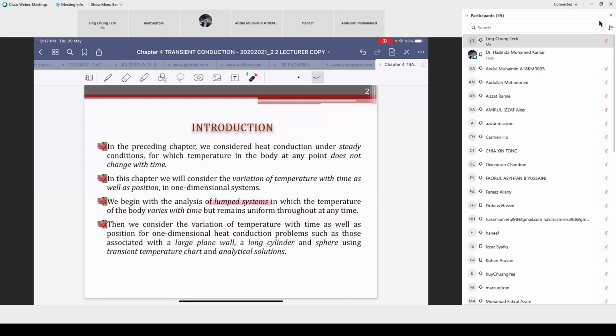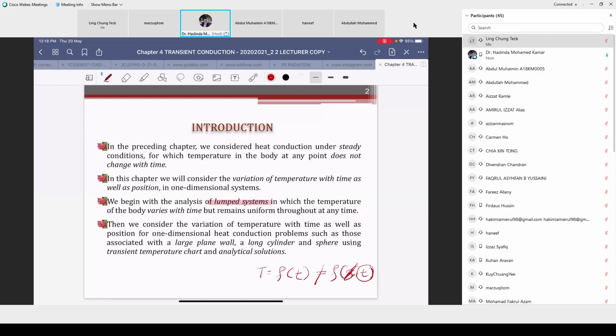Memang tak faham? Okay. If you consider lumped system analysis, only the temperature changes with time, but the temperature does not change with position. Meaning that the temperature is a function of time only, not a function of time and location. Understand? No location, only time. So if this is the case, we can use lumped system analysis as our method. Okay, faham tak yang tu?